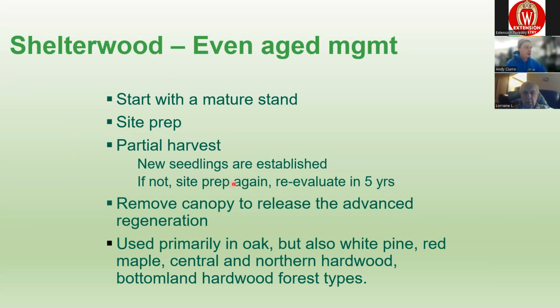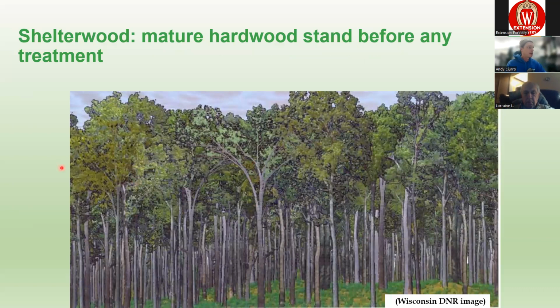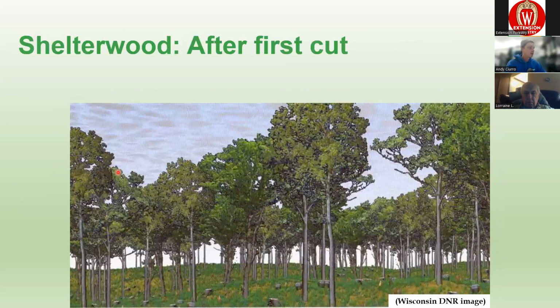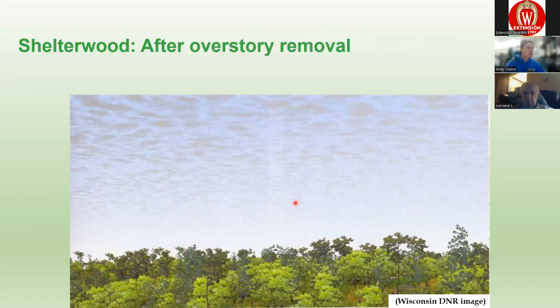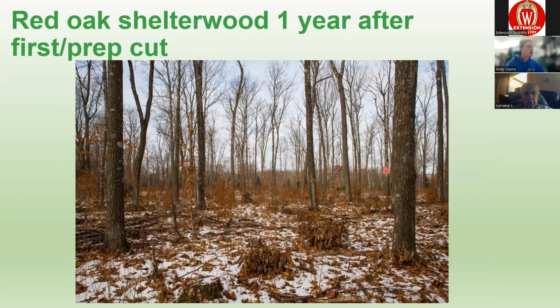What that'll do is create conditions that grow a desired species. Usually around here it's oak, and once that oak is established, then you remove the rest of the overstory to release those younger trees. So here's a figure. Say this is your stand before you do that cut. Here's what it looks like afterwards. The difference is that there's some vegetation underneath. That's your advanced regeneration. And then afterwards you remove the rest of those trees to let your new forest grow. Here's a real life picture of what this looks like. This was about a year after that first cut. You see the stump starting to resprout a little bit.